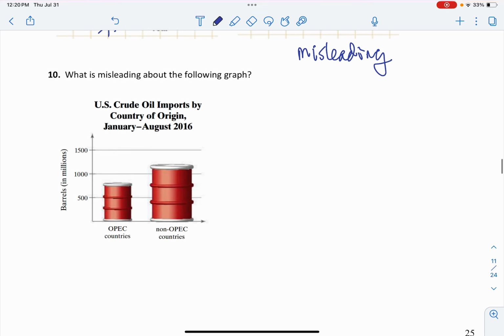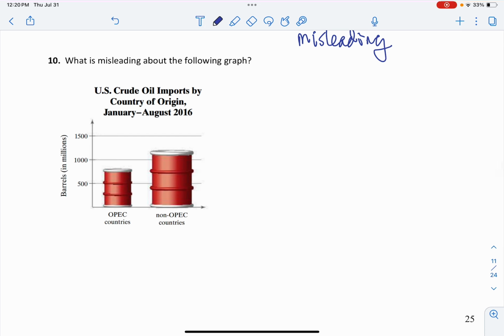One more. How about this one? What's misleading about this graph? Let's say we're comparing barrels of oil between two types of countries. Well, I don't know. What do you think? I can't really ask. I just got to tell you.